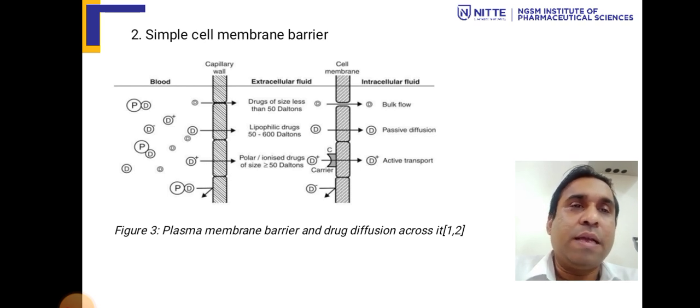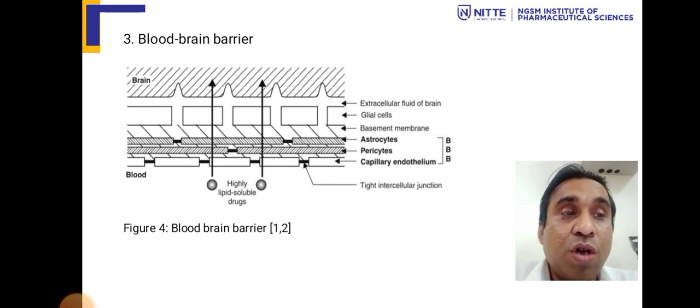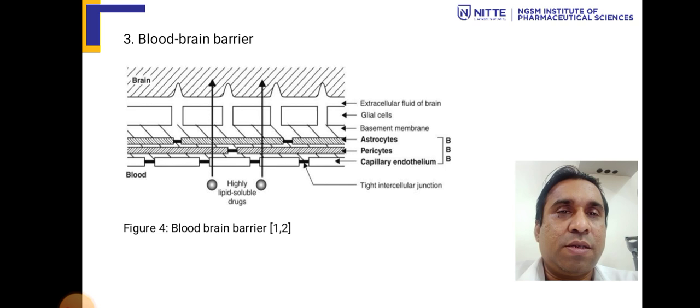Some drugs cannot cross the cell membrane. So this is the first type of barrier, we call it the simple cell membrane barrier. The next barrier is called the blood-brain barrier, where the majority of drugs do not pass. Only those such as diazepam cross the blood-brain barrier.